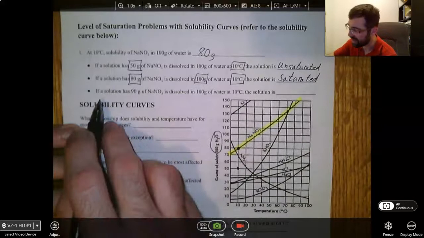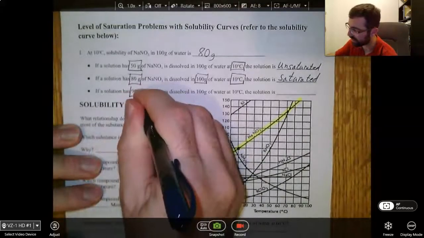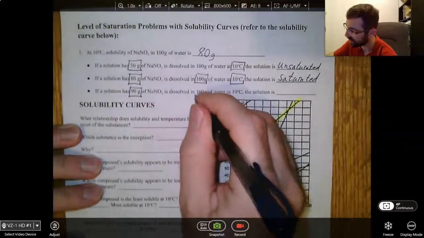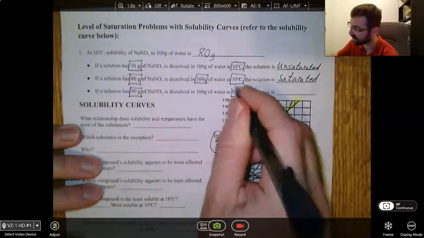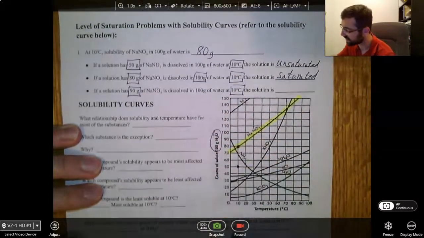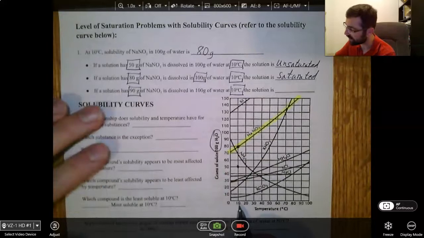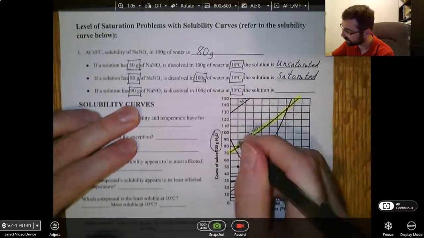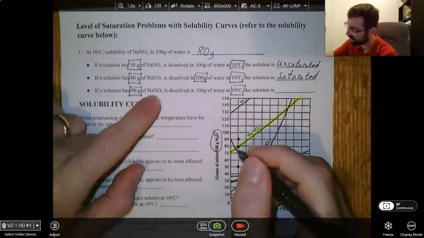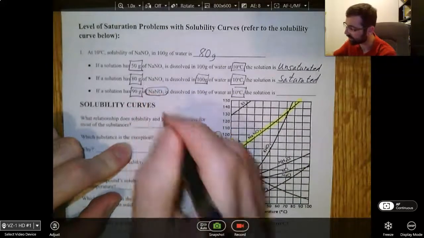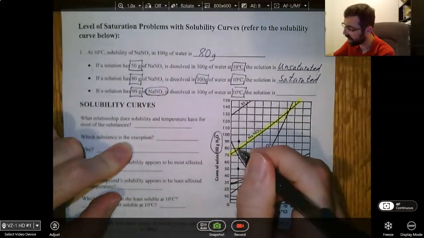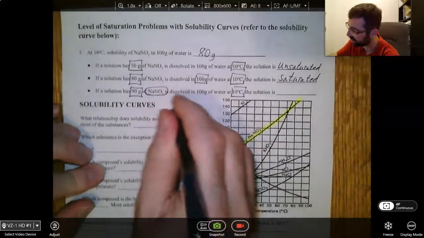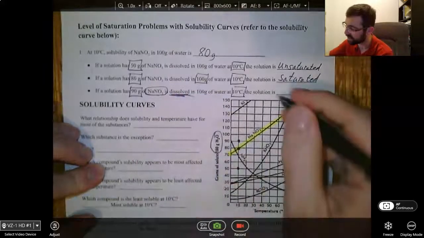If a solution has 90 grams of sodium nitrate dissolved in 100 grams of water at 10 degrees Celsius, 100 grams again, 10 degrees Celsius, but this time we have 90 grams of sodium nitrate. Always check to make sure you're looking at the right curve. Well, that's more than enough, and it is dissolved. This is supersaturated.